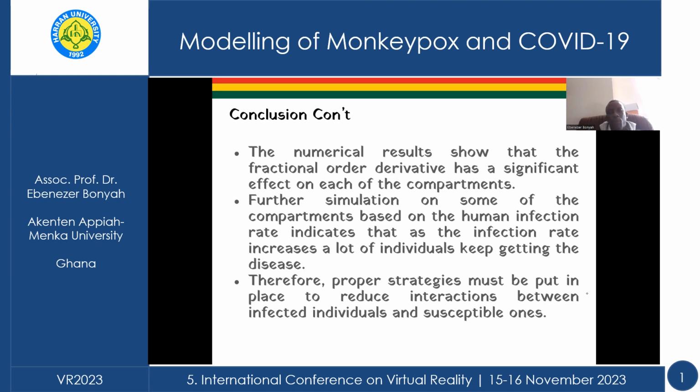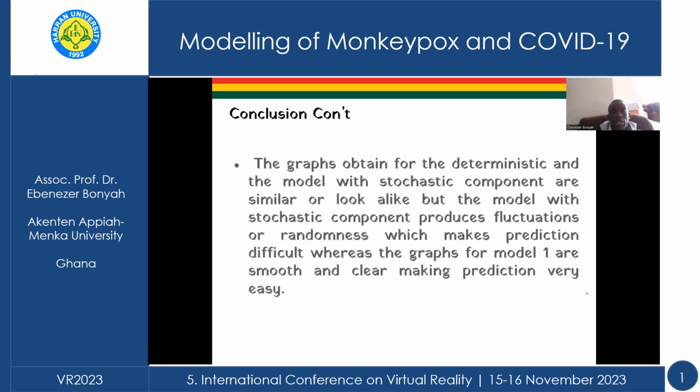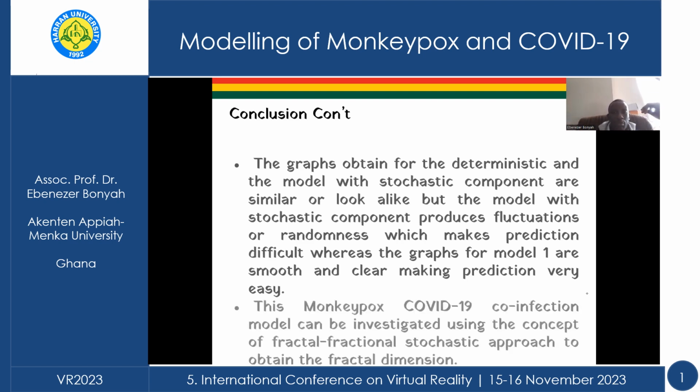Therefore, a proper strategy must be put in place to reduce interaction between infected individuals, because we have seen that there was a high increase in the simulation. So we can curtail parameters associated with this, especially the reproductive numbers of the respective species that were put together for this co-infection, especially the denominator. The graphs obtained for the deterministic model, sometimes I call it fractional deterministic even though it's fractional, and the model with stochastic are similar. They look almost the same, except that in the stochastic one I'm showing some fluctuations, showing that at time t this can happen. It can go down, like in the winter time.